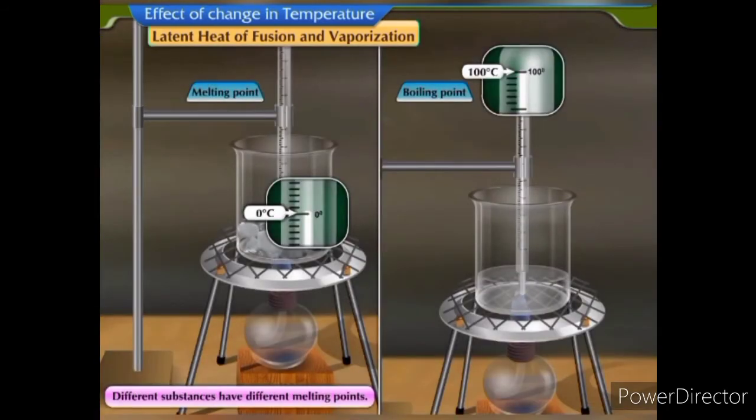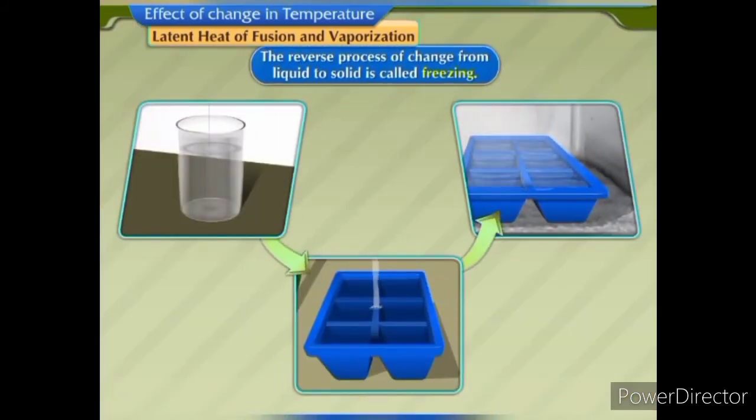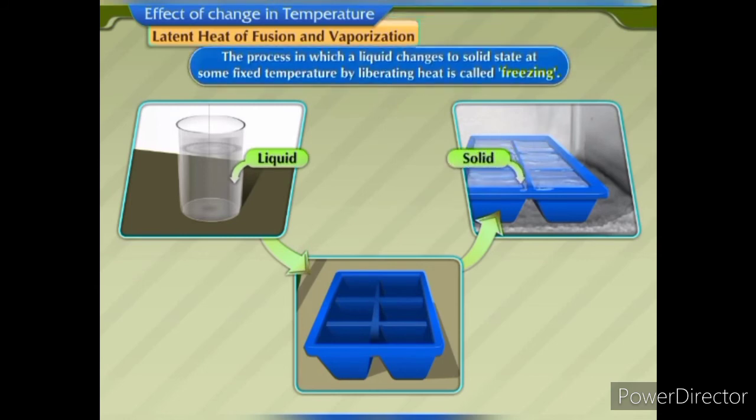Different substances have different melting points. Similarly, their boiling points are also different. Melting and boiling points of a substance are the unique characteristics of that substance. The reverse process of change from liquid to solid is called freezing. The process in which a liquid changes to solid state at some fixed temperature by liberating heat is called freezing.